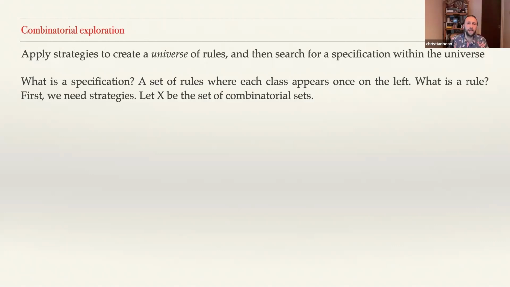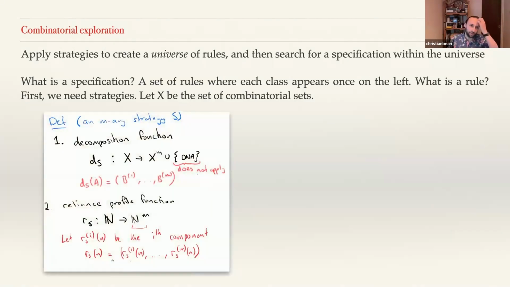Okay, so we're going to let X be the set of combinatorial sets. Then we define a strategy as the following. It's really just this triple, where the first thing is a decomposition function, which tells me how I can decompose my combinatorial set into some collection of combinatorial sets. Okay, so we have this X going to X^m here. And we'll write, for example, D(A) = (B1, ..., Bm) here to mean that I've decomposed the combinatorial set A into the sets B1 up to Bm. And we have this "does not apply" thing just in case, for details that aren't that important, but just to say that the strategy doesn't apply, right?